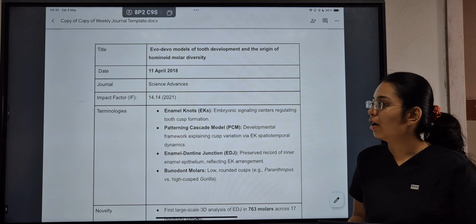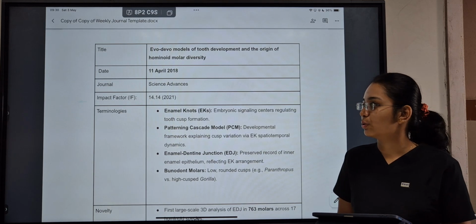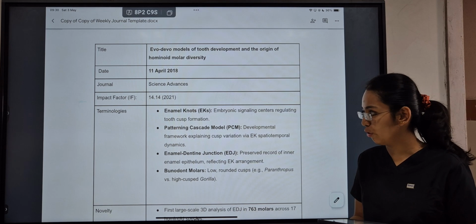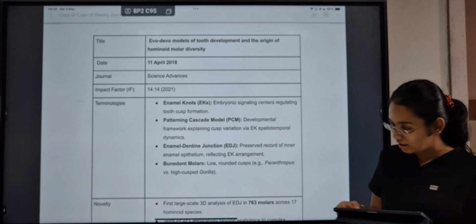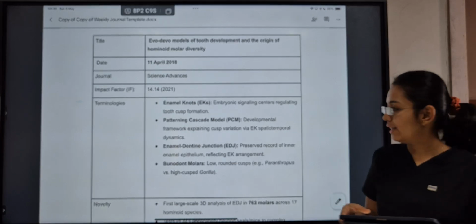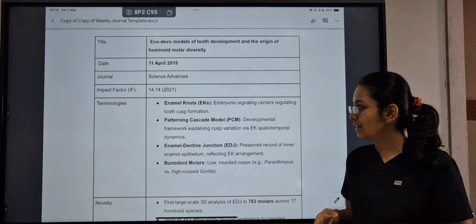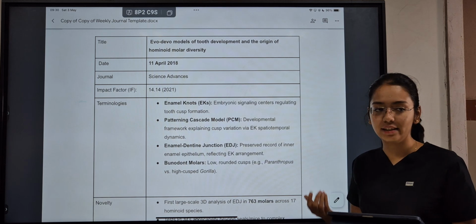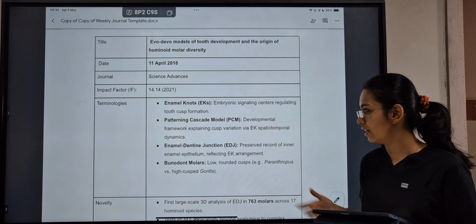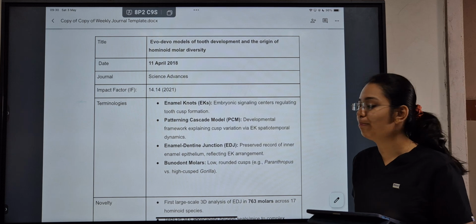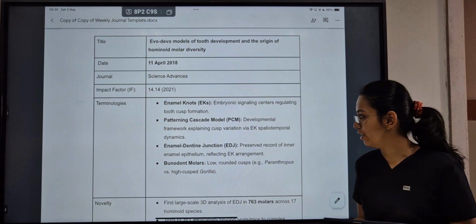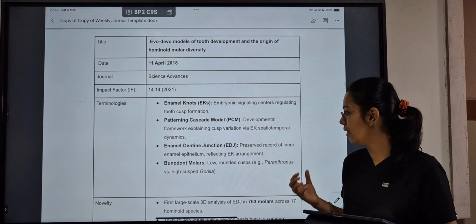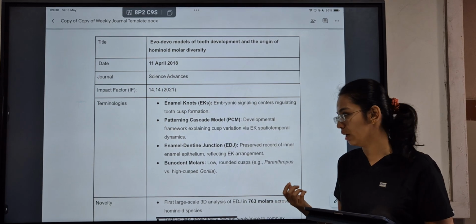Published in the year 2018 in a journal named Science Advances with an impact factor of 14.14. The terminology we are supposed to know: enamel knots, EKs, which are embryonic signaling centers regulating root cusp formation, studied in embryology. And PCM is the patterning cascade model. It is a developmental framework explaining cusp variations via EK spatio-temporal dynamics.